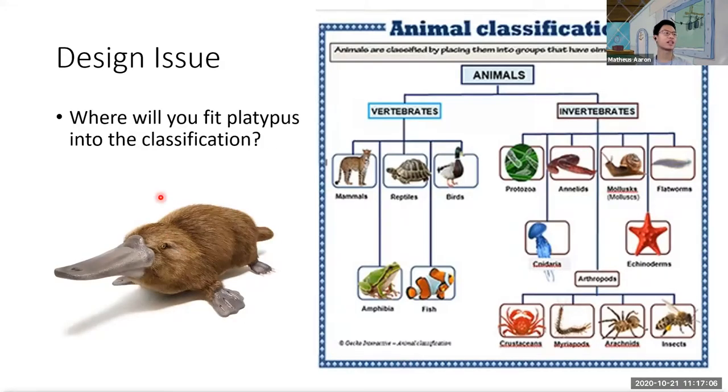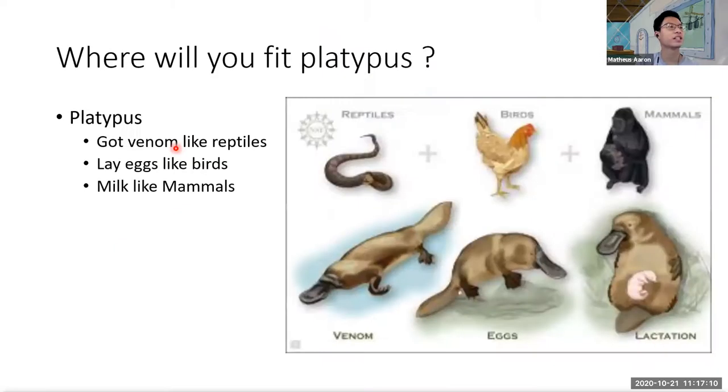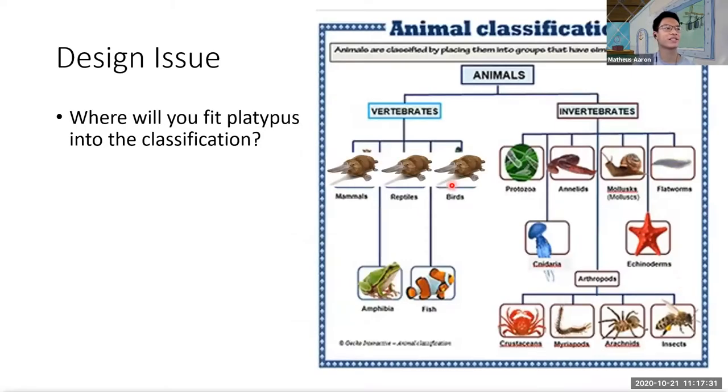Sometimes there's this thing called the platypus. There are a lot of animals that you cannot just classify easily. For example, a platypus has venom like the reptiles, it lays eggs like a bird, and it milks like a mammal. Where do you exactly classify the platypus? It doesn't make sense, right?